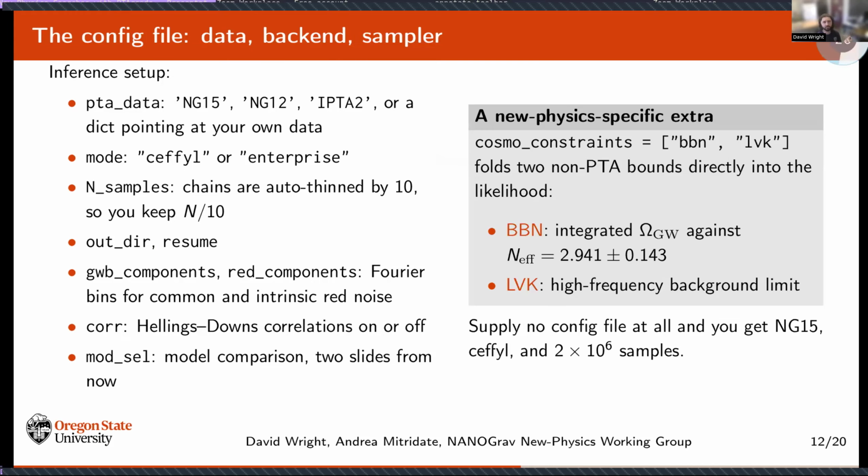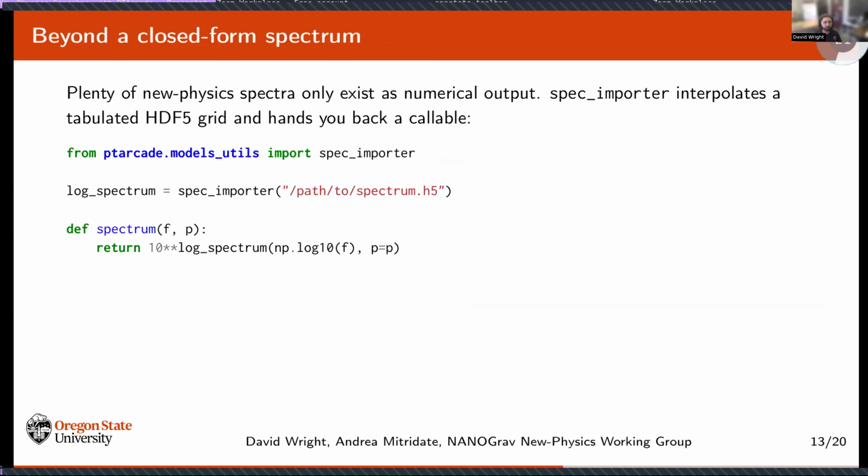One thing we've added recently on Dev is some cosmological constraints. So you can say whether you'd like to apply additional constraints from Big Bang nucleosynthesis, this using the effective number of neutrino species, or some LVK bounds as well. These are going to just add factors to the likelihood that additionally bound by these extra things. We're not going to do that today.